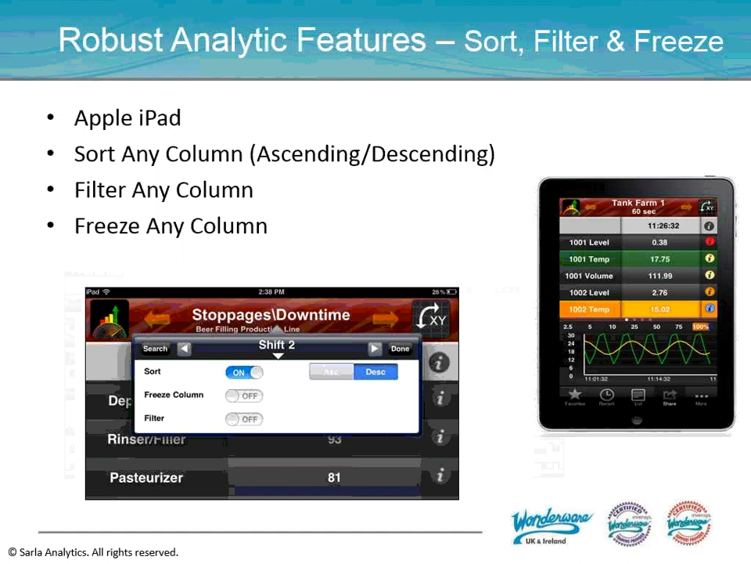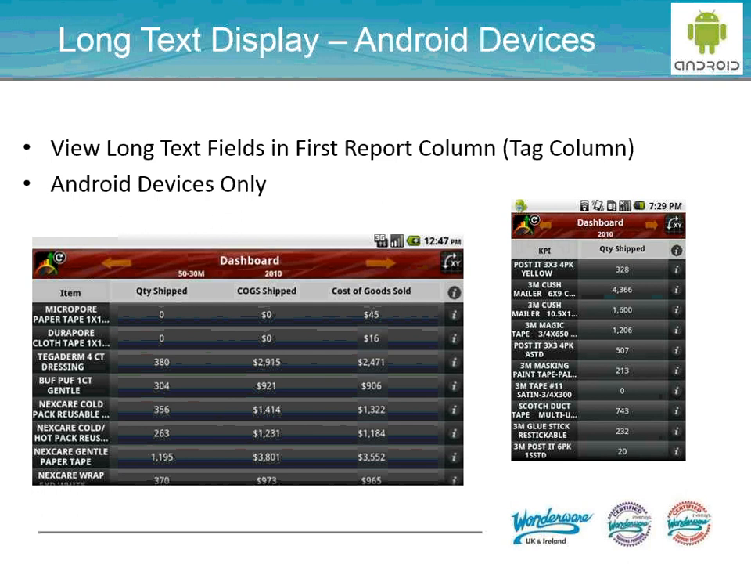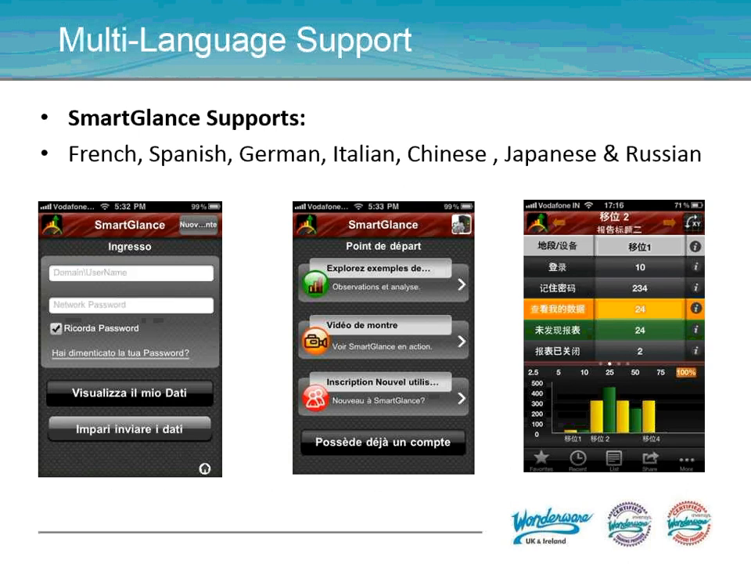They've added more filters and searches, so you're able to freeze columns, and then when you scroll round there, you can reference one column against multiple other columns. There's the ability to have alerts for alarms and report information, so you're able to then drill down into those alarms. There's the addition for particular Android devices, long text displays. There's multi-language support.